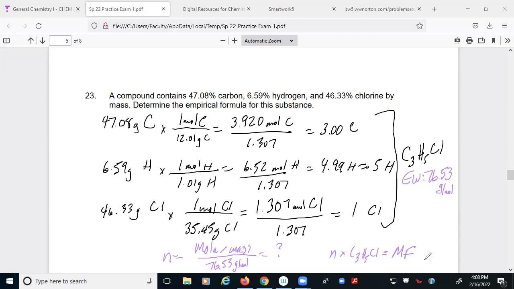Again, if it's close, if it ends up coming out 1.89, 2.02, we just round to the nearest whole number. If it comes out at 1.5, 1.4, we know we did something wrong. But if it's close, then we can just round it to the nearest whole number.